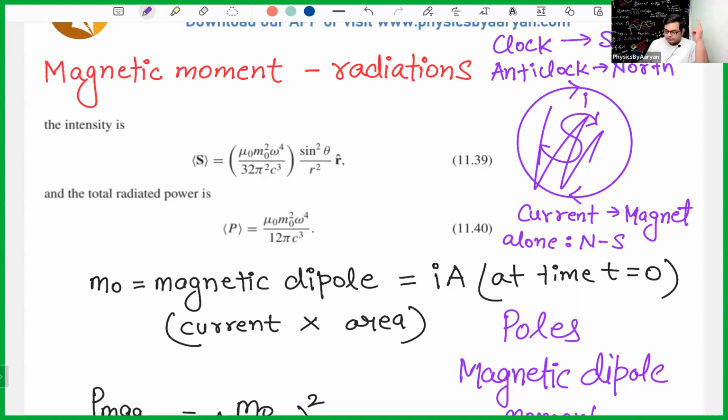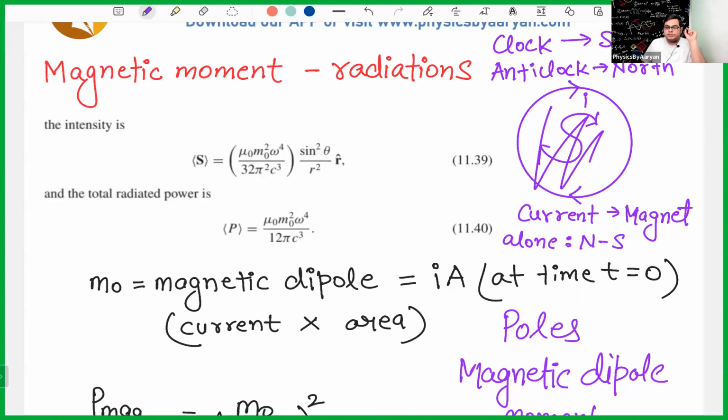You need two things. One of them is known as the intensity. Intensity is also known as the average of the Poynting vector. We discussed this yesterday. So that is given by this formula, and this formula is very important to us. Point to point, this formula is very important. You need to memorize this formula as soon as you can.